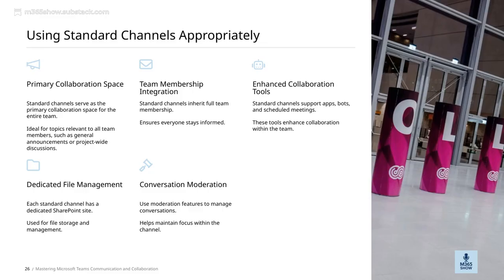That means everyone who is part of the team automatically has access to those channels, which keeps everyone informed and engaged without extra steps. Finally, think of standard channels as the main space for team collaboration. They are ideal for topics that are relevant to everyone, like general announcements or discussions that impact the entire project. Using channels this way ensures that important information is shared widely and efficiently, supporting the overall goal of seamless collaboration.